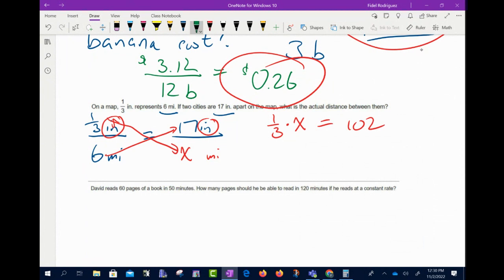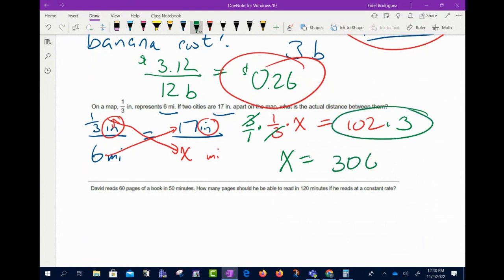And we'd say, look, y'all, the way I'm going to get rid of a fraction is I'm going to multiply by the reciprocal. The reciprocal of 1/3 is 3/1. So we're going to multiply by 3/1 on both sides. So those 3's are going to cancel, right? And then I'm just going to take 102 times 3, and that should give me 306. And that's the number of miles, right?